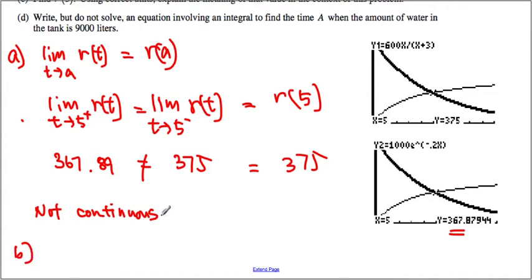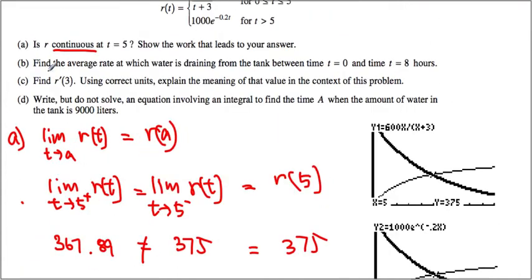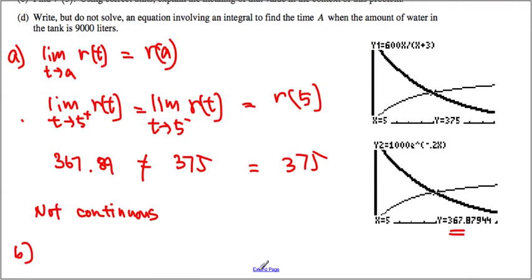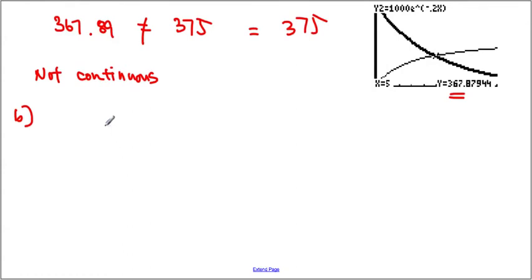All right, let's look into B. Find the average rate. Notice that this was already a rate. That means what we can do is this. Given the rate function, in order for us to find the average rate, what we have to do is the integral from 0 through 8 of r of t, divided by 8 minus 0.